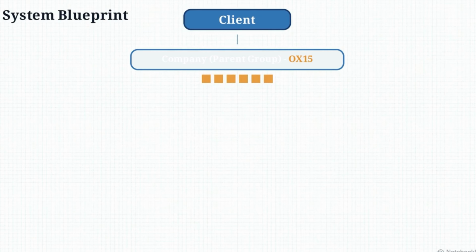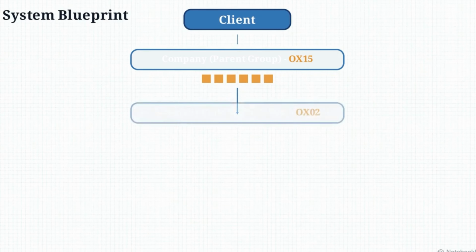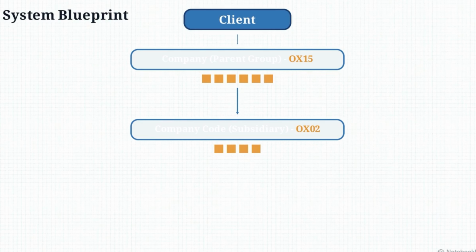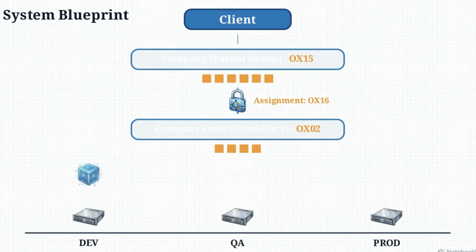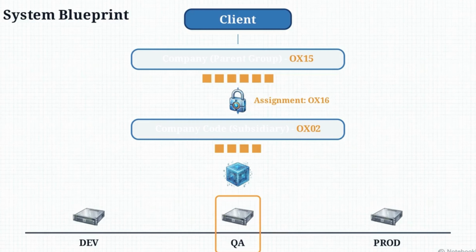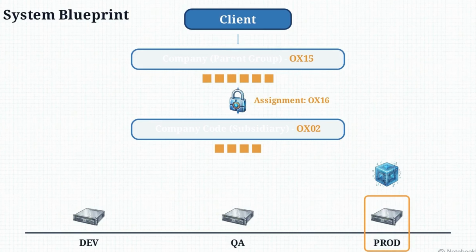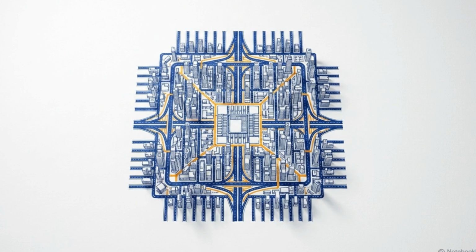Here is the blueprint we mapped today. The hierarchy begins at the client, moves down to define the 6-character parent group with OX15, establishes the 4-character subsidiary with OX02, and locks them together using the assignment code OX16. And all of these structural changes are securely packaged into a transport request, guaranteeing safe passage from development through quality assurance testing and into production. Mastering this foundational architecture is the mandatory first step to operating the world's most powerful corporate financial system.